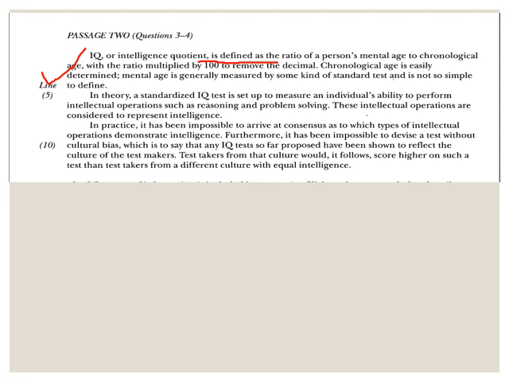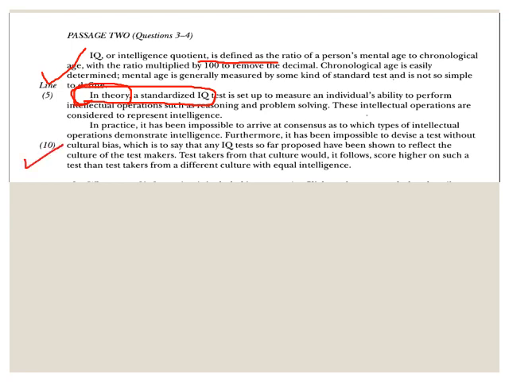Now the second paragraph. In theory, a standardized IQ test is set up to measure the individual's ability to perform intellectual operations. So what do we have here? Here we have information about the IQ, and it is theoretical information. We can guess this from the words in theory. So theoretical information.